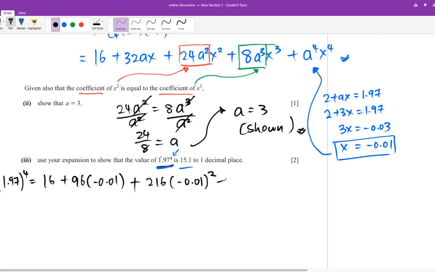You can substitute two more terms if you want, but the question wants 1 decimal, so I think I will stop here. And then I will use the calculator. 16 plus 96 multiplied by negative 0.01, and then plus 216 bracket negative 0.01 power of 2. Right, so I will actually get 15.0616, but because I want to round off, I will get 15.1. The question asked me to show, so I just show it like this.